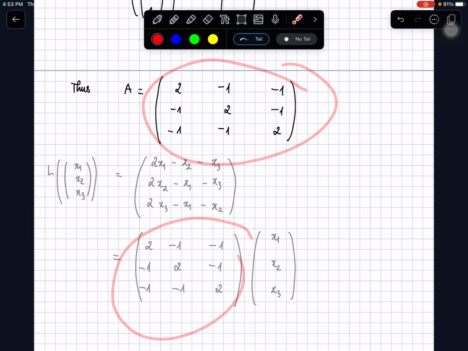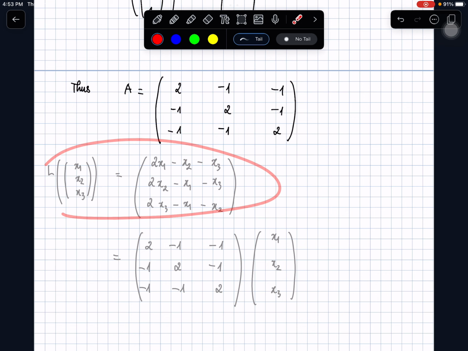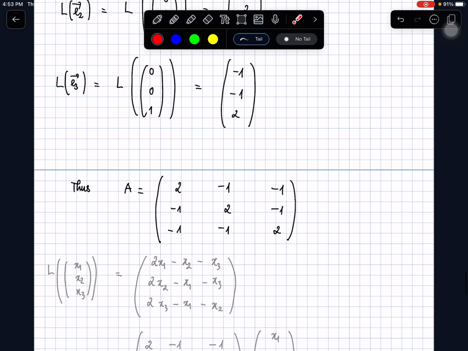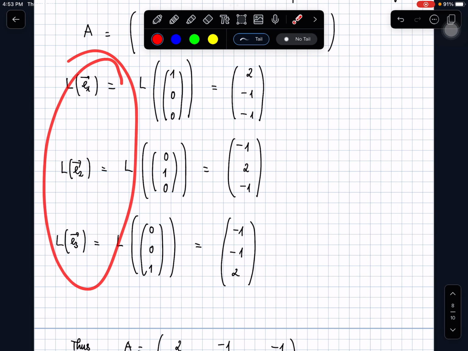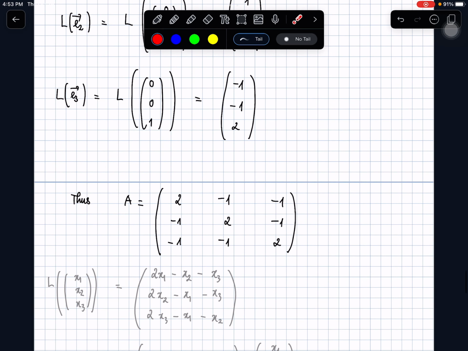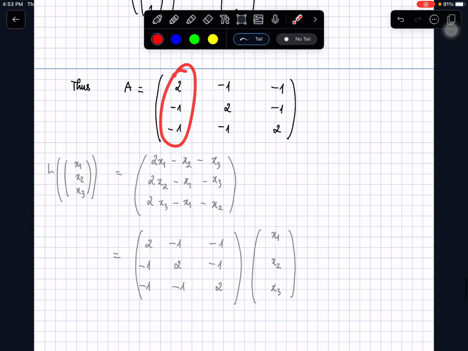So for the standard one, it's easy, you can see it immediately from the formula. Otherwise, you can compute the image of the standard vectors in the basis and put them in the columns. The matrix is 2, -1, -1, -1, 2, -1, -1, -1, 2.